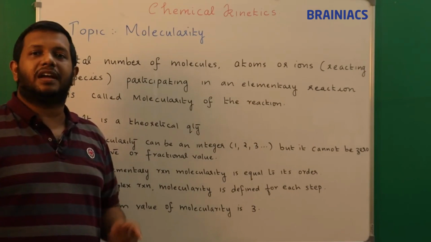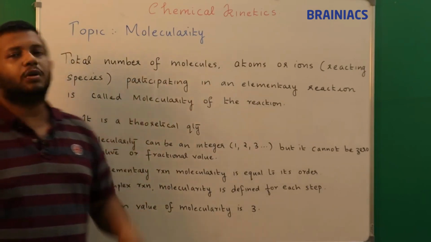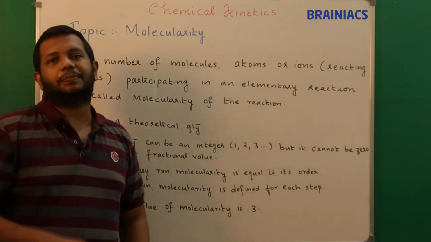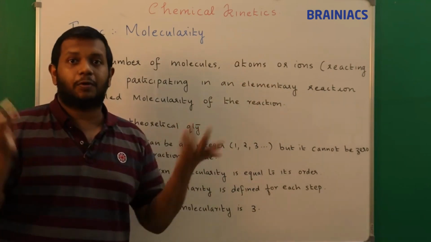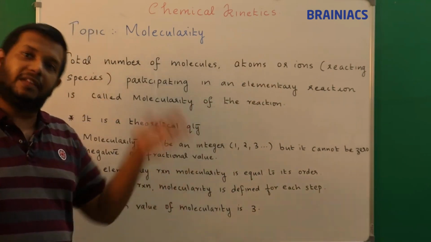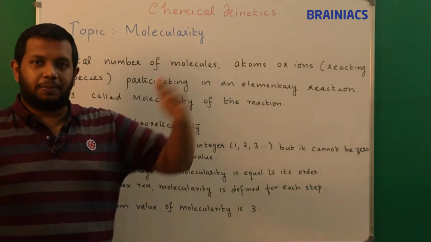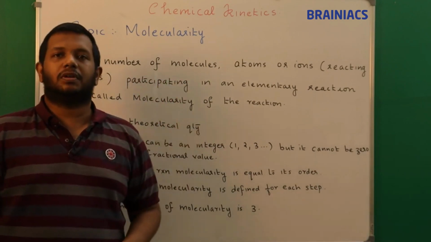Why am I saying elementary reaction? That takes place in a single step. The number of molecules participating in an elementary reaction is called the molecularity of the reaction, because molecularity is always defined for a single step, and single step reactions are called elementary reactions. It doesn't mean that for complex reactions there is no molecularity. There is molecularity, but for complex reactions, whenever multiple steps are there, the molecularity will vary for each step. Okay.